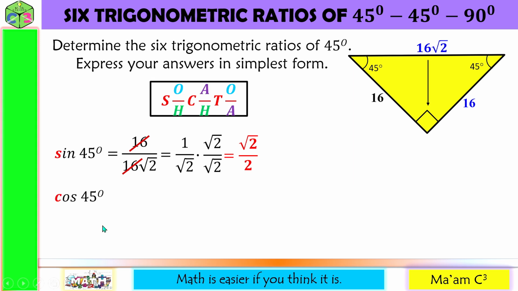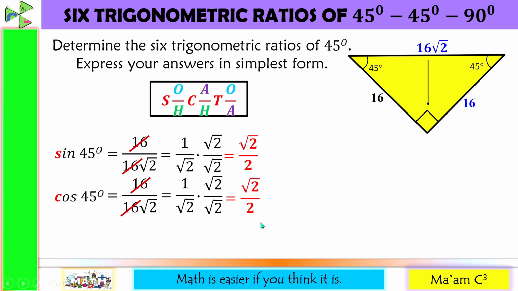Next one, we have cosine 45. Cosine is CAH, so adjacent over hypotenuse. 45 degrees, adjacent side, 16 over hypotenuse, 16 square root of 2. Again, 16 here will cancel out, so we have 1 over square root of 2. Rationalize this, multiplied by square root of 2 over square root of 2. So this will be 1 times square root of 2, that is square root of 2, and square root of 2 times square root of 2 is 2. So square root of 2 over 2, just like sine 45 degrees.